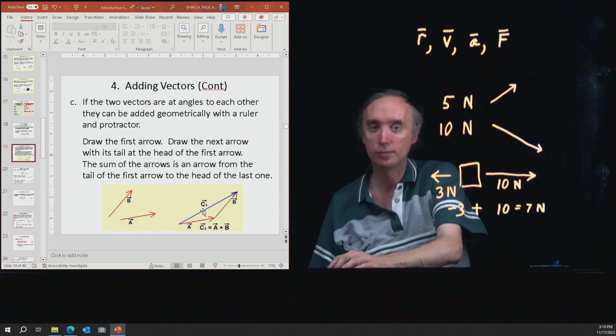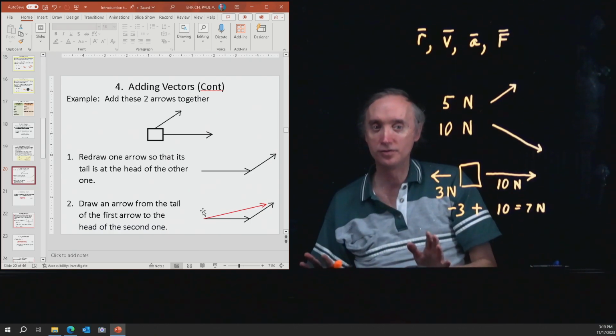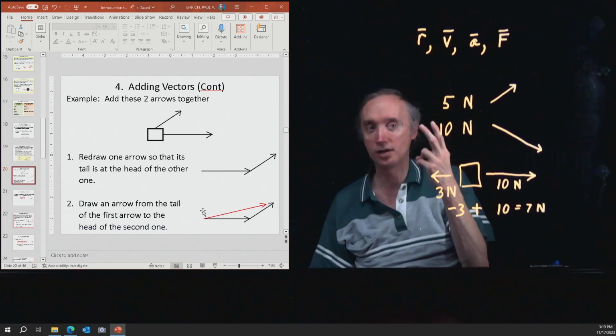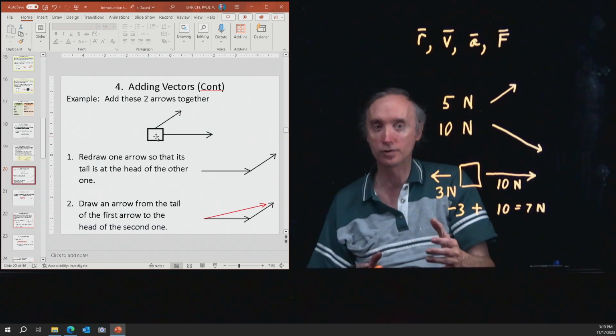Okay, so here's an example. This is what's going to be on the exam. Can you add two, count them, two arrows together? So that's all you're going to do. So you're not going to add 3, 4, 5 arrows, just 2. So here are 2 arrows. So these are 2 forces that are acting on this box, and we want to know what's the total force.